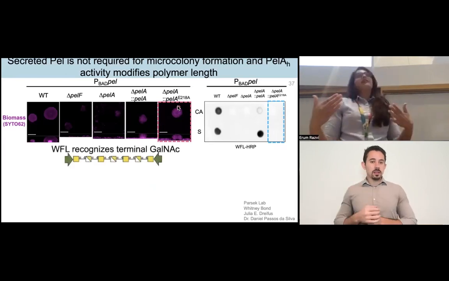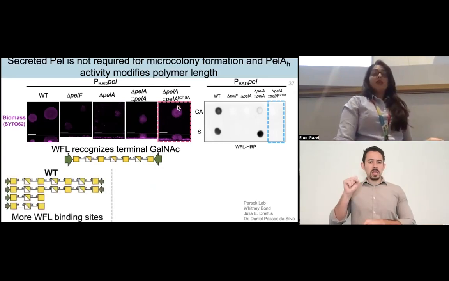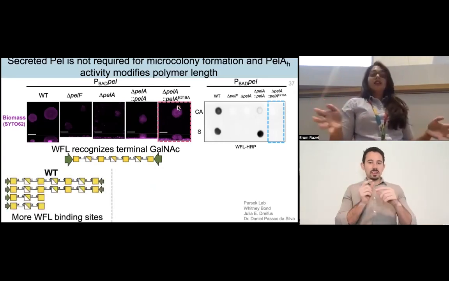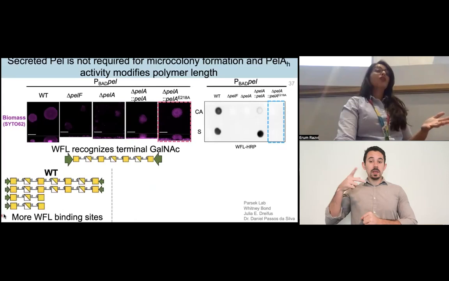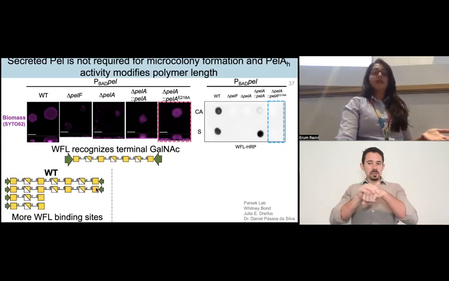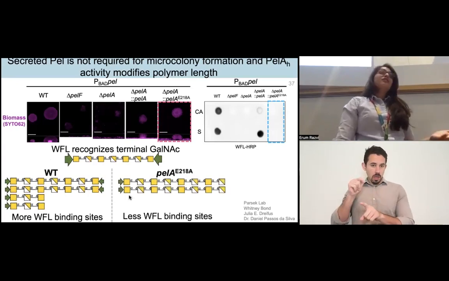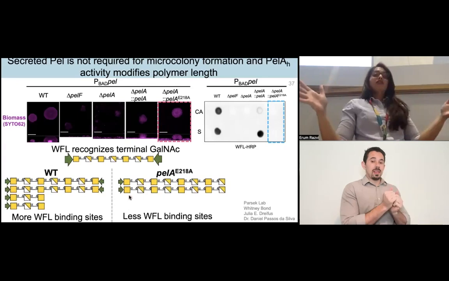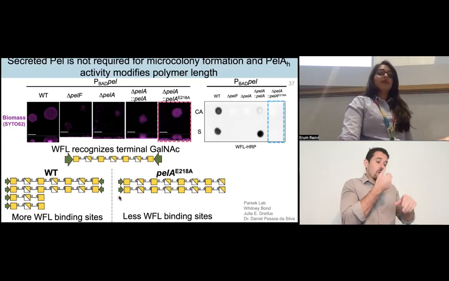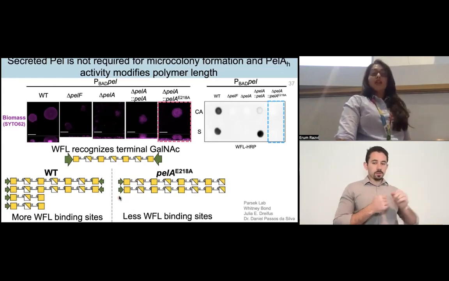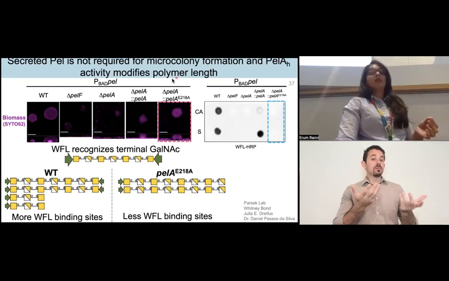The WFL lectin recognizes terminal GalNAc. So we hypothesized that in the wild type strain with an active PelA hydrolase, there would be varying lengths and therefore multiple individual polymers providing increased binding sites for WFL. The hydrolase mutant, on the other hand, with an inactive PelA hydrolase would generate longer and fewer individual polymers, providing decreased binding sites for WFL. So, though secreted Pel does not appear to be required for microcolony formation, it does appear to be modifying polymer length.